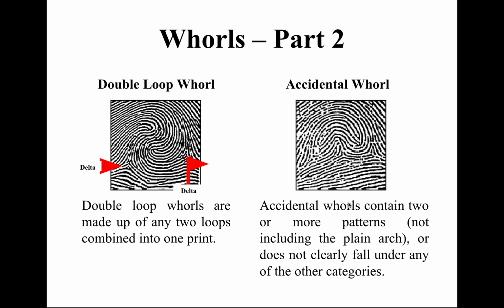Accidental whorls contain two or more patterns, not including the plain arch, and they don't fall under any of the other categories. So if it doesn't fit any of the other categories, you will get an accidental whorl. So you can see here that you have a delta, you have a whorl, you have your ridges, another delta, and it looks like another delta over here. So you have more than two deltas, you've got some whorls, you got some loops. This is going to be an accidental whorl.